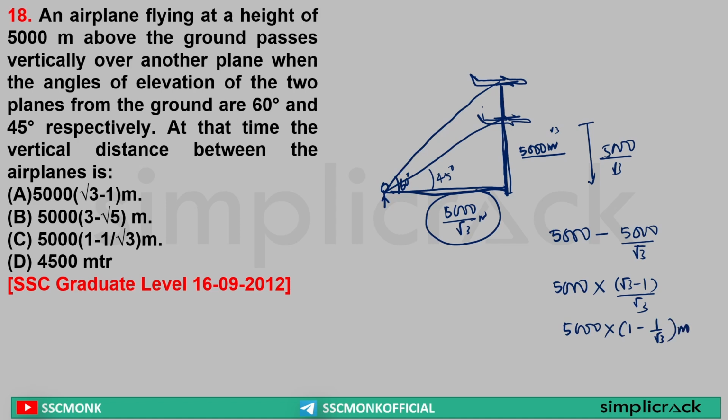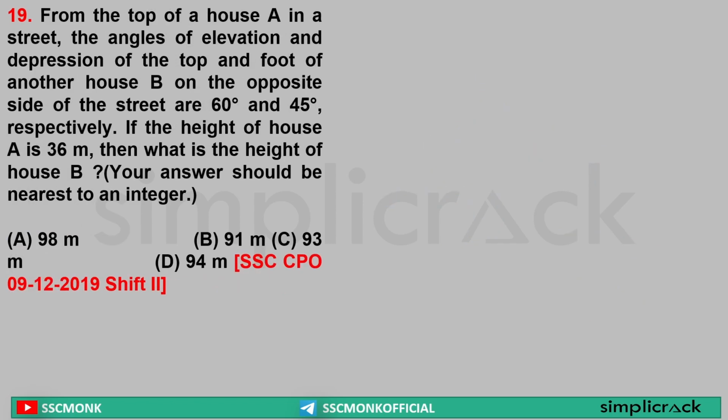So what is the vertical distance between the two planes? Sir, here option C, 5000 into 1 minus 1 by root 3 meter. Clear? Sorted? Next.